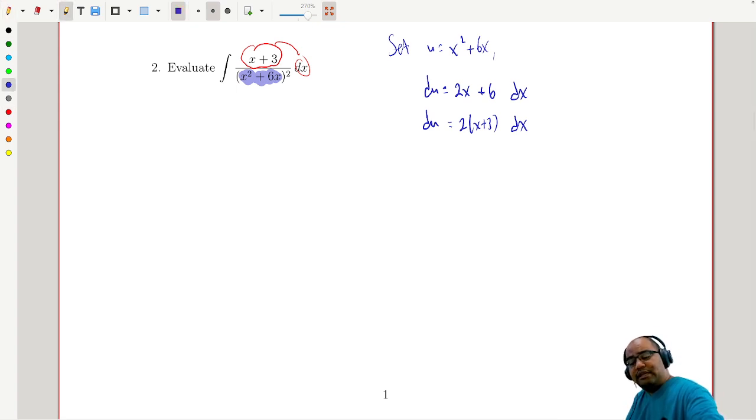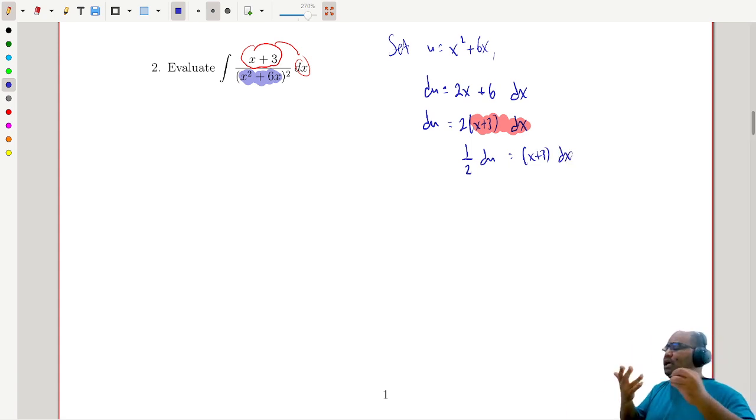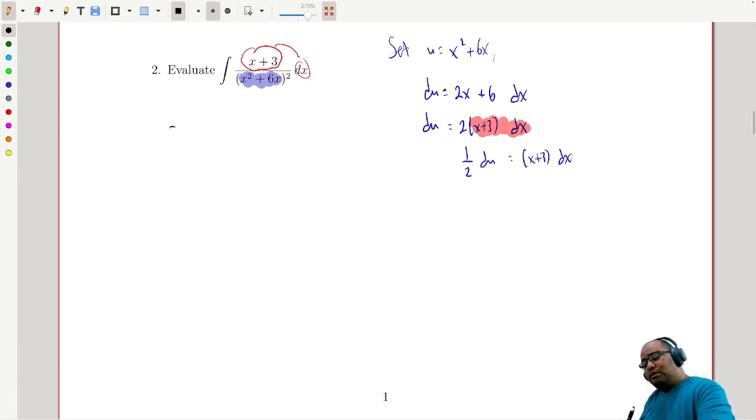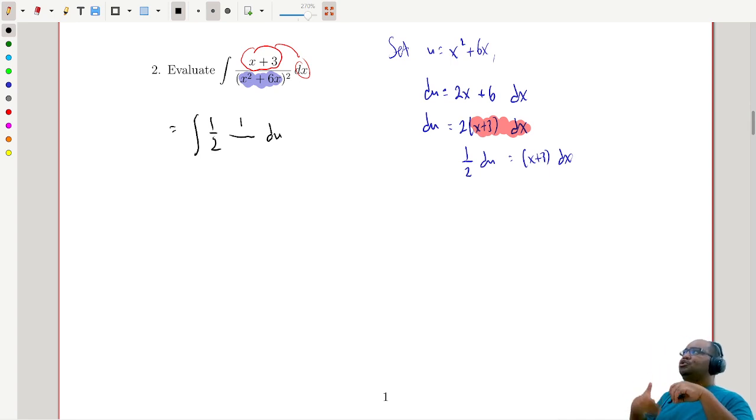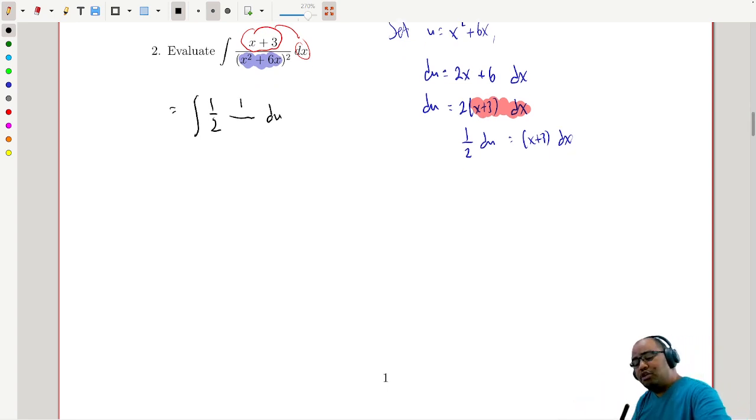Let's go ahead and highlight the part that I want here. I can solve for this again by doing that scale factor thing, playing for the match, dividing by 2. So I get 1/2 du, du over 2 equals x plus 3 dx. Now let's just go ahead and replace everything. So x plus 3 dx is 1/2 du. Then what do I have left over? I'm going to have a 1 over x squared plus 6x squared, which is now u squared.